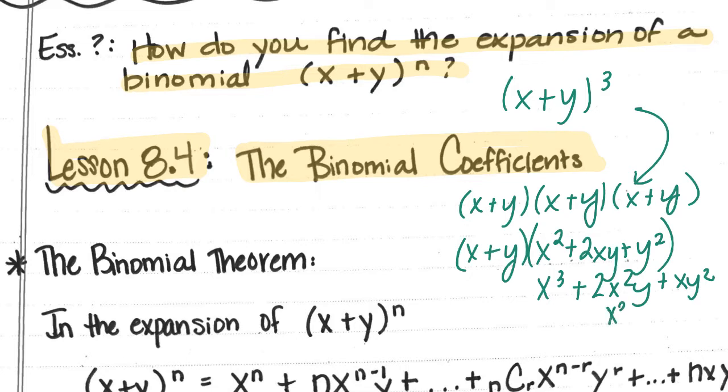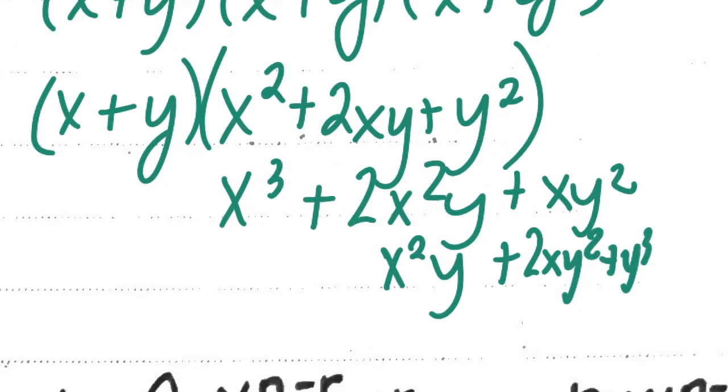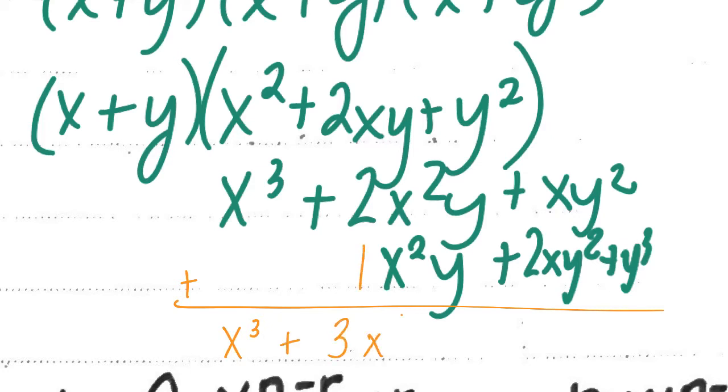And yes, I know this is really boring. So it would be 2xy squared plus y cubed. And then you would go ahead and I just add down, and you get x cubed plus 3x squared y plus 3xy squared plus y cubed.